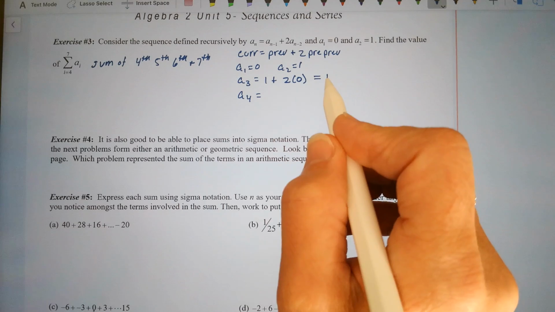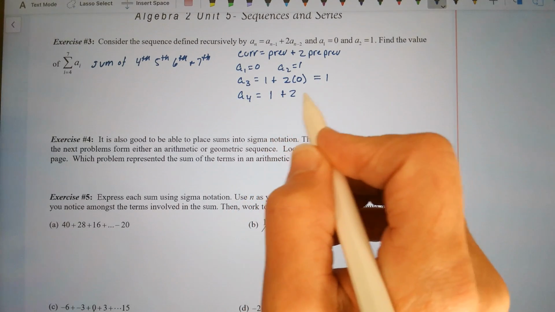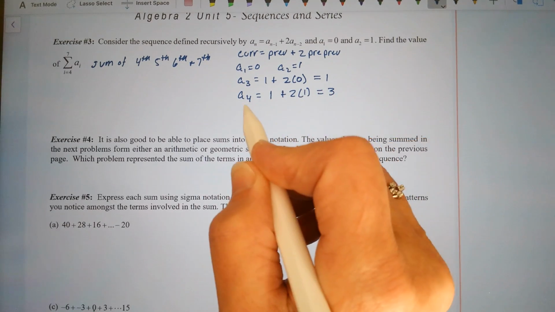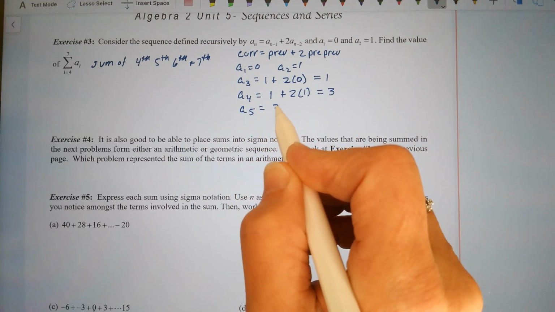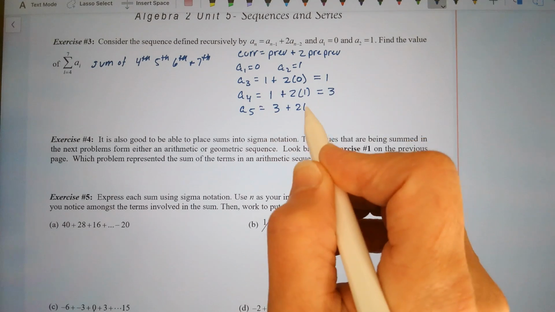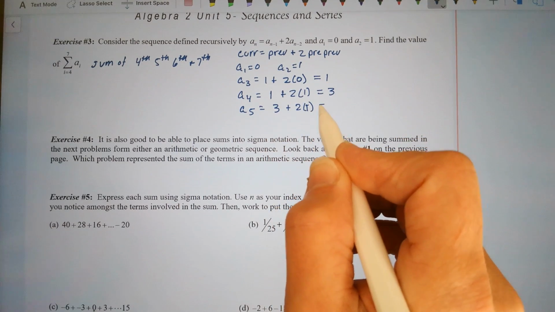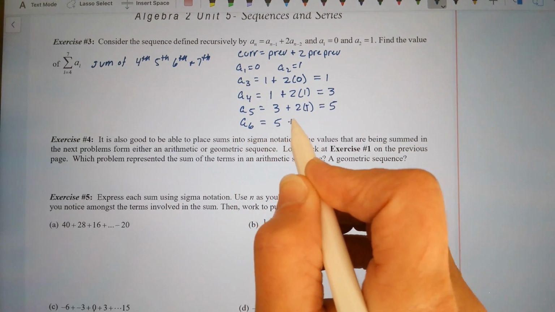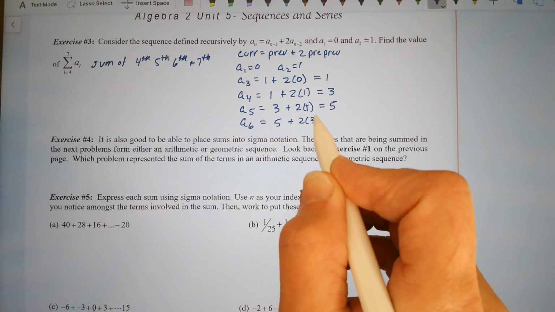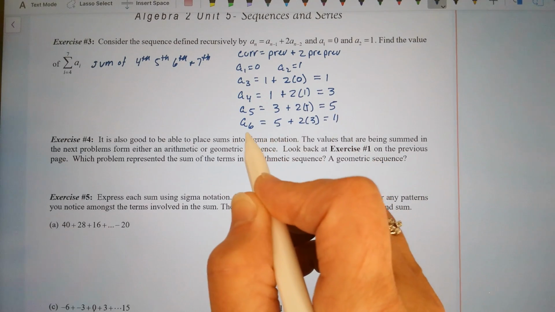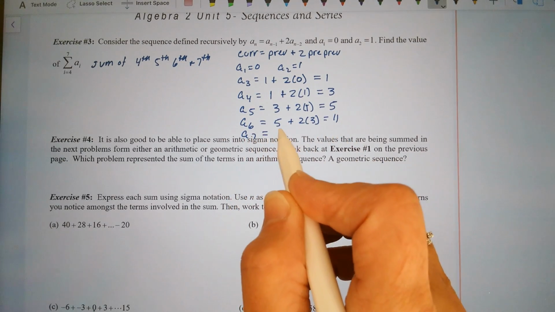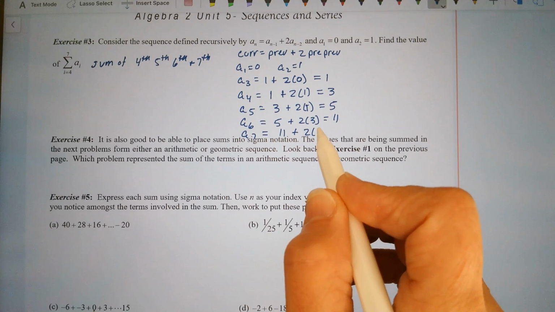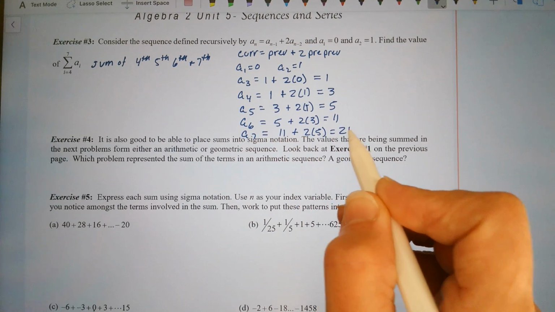Now the 4th term would equal the previous, 1, plus 2 times the pre-previous. This is 1 plus 2, which is 3. The 5th term would equal the previous 3, plus 2 times the pre-previous 1. And it's 3 plus 2, which is 5. The 6th term is equal to the previous 5, plus 2 times the term before 5, which is 3. That's 6 plus 5 is 11. And the 7th term is equal to the previous 11, plus 2 times the term before 11, which is 5. And it's 10 plus 11 is 21.